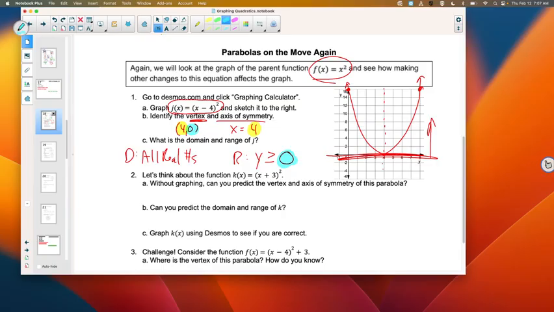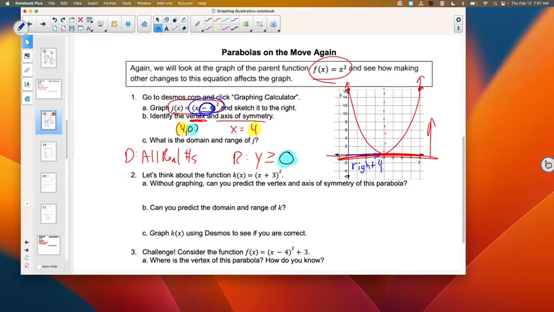The vertex is very important, it tells us lots of stuff. Okay, so let's think big picture about this. This particular graph, see how it said x minus 4 squared? And it went, as you can see, to the right 4. That's a connection right there. When it says minus 4, it means right 4.